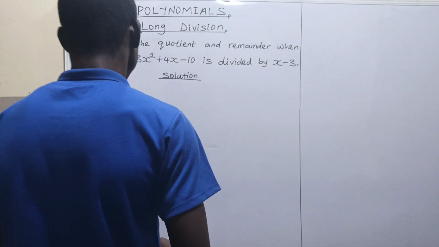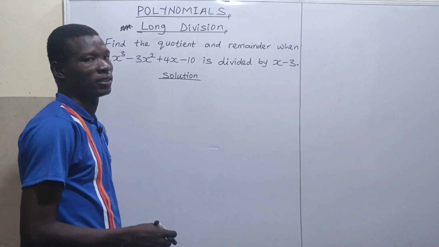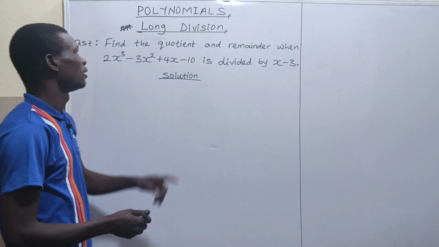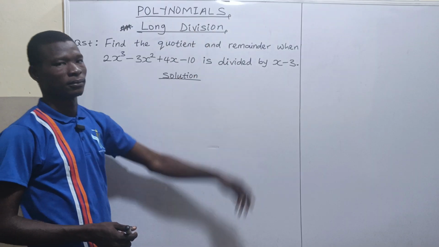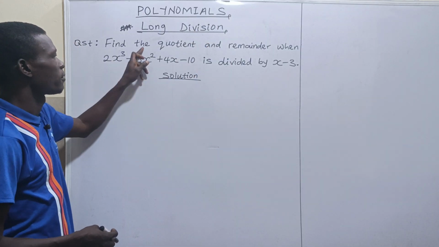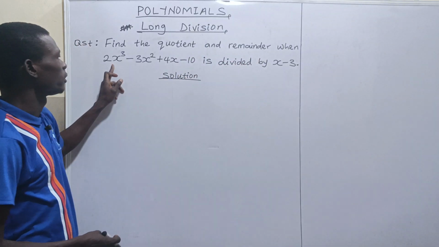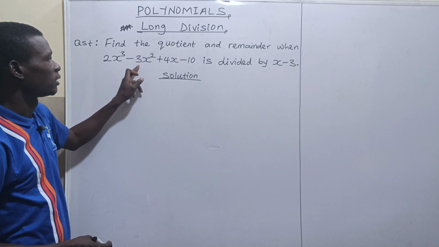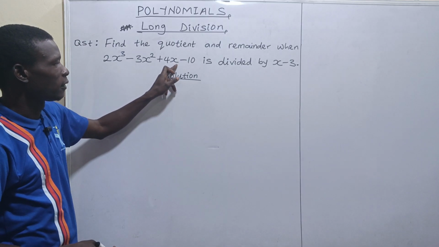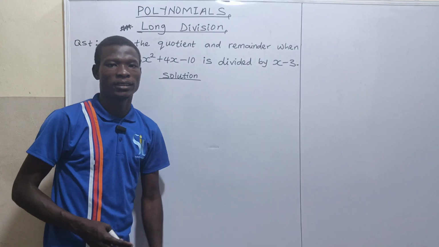Hello viewers, this video is about polynomials and the subtopic we are considering is long division. The question goes thus: find the quotient and remainder when 2x cubed minus 3x squared plus 4x minus 10 is divided by x minus 3.